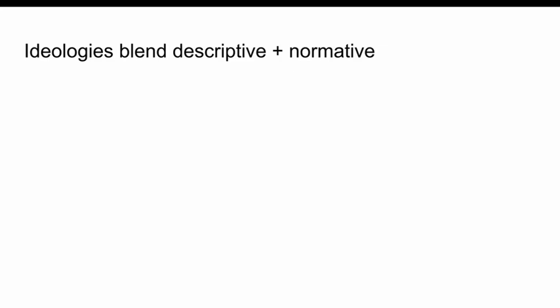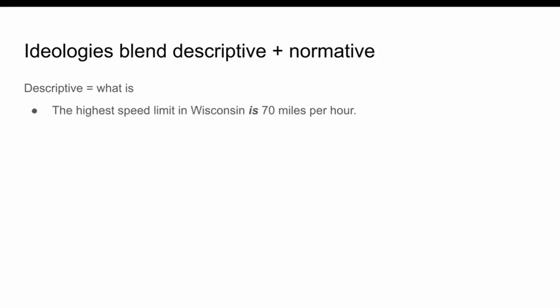And so what I mean by descriptive and normative is the following. Descriptive, as you probably can surmise from the term itself, just describes what is. These are like established facts. So, for example, in Wisconsin, the highest speed limit is 70 miles per hour. We can verify that. The U.S. does have lower voter turnout when we look at other established democracies, established democracies being the ones that are not new, countries that have not just recently democratized, but those that have been democratic for a number of years.